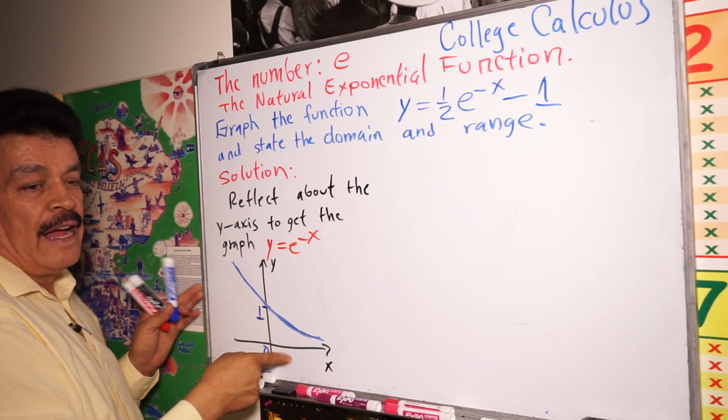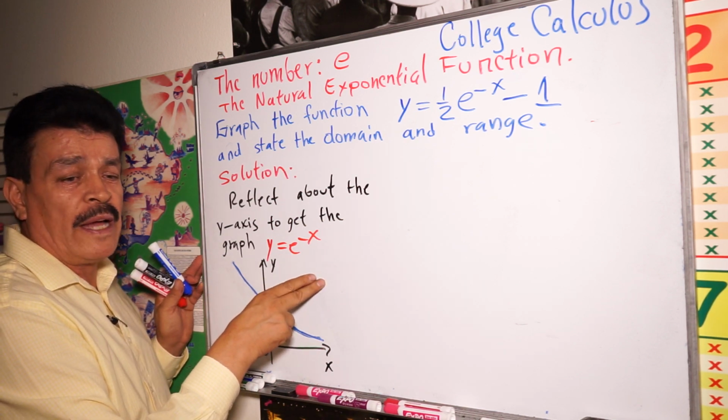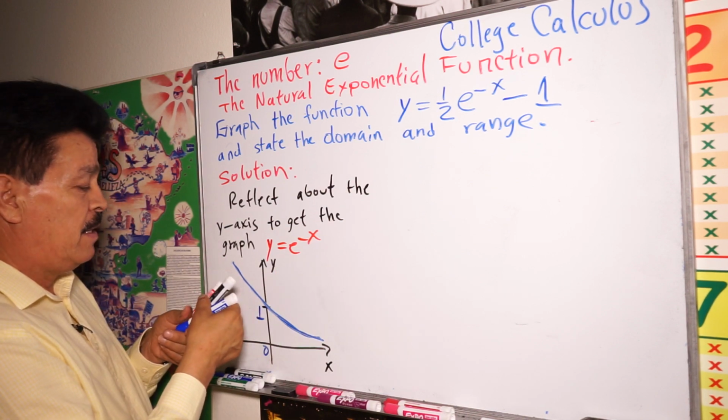Now see, the graph crosses the y-axis with the slope of here.